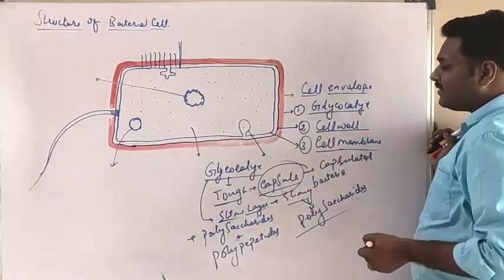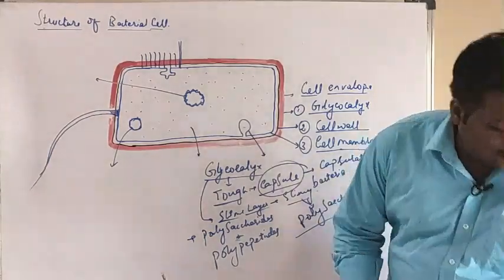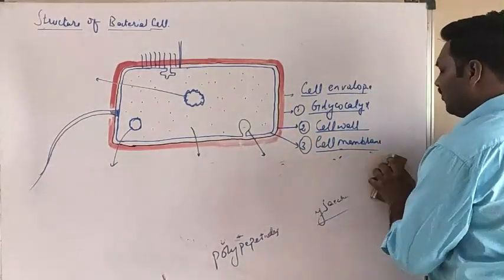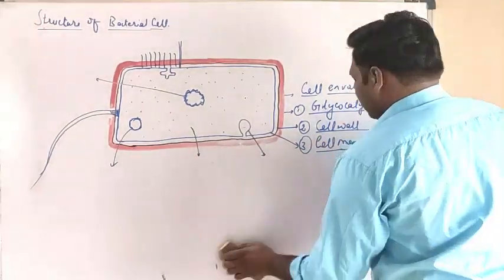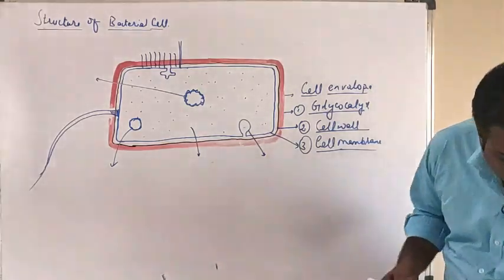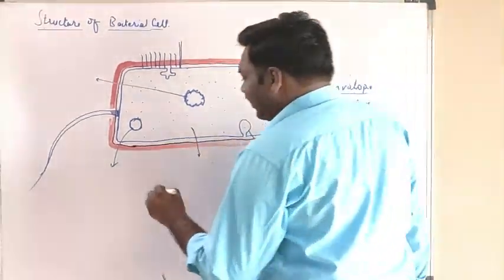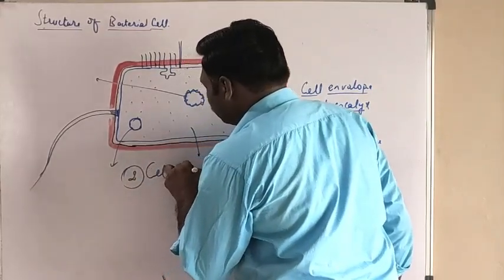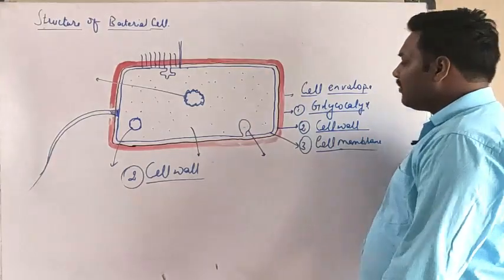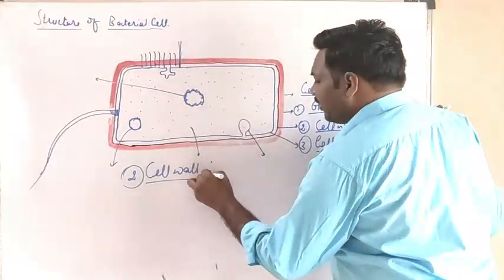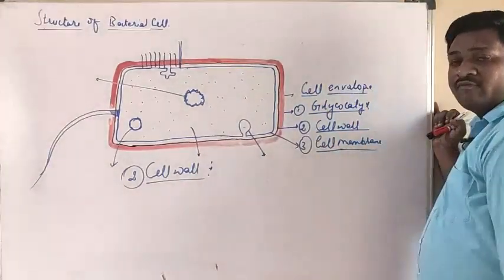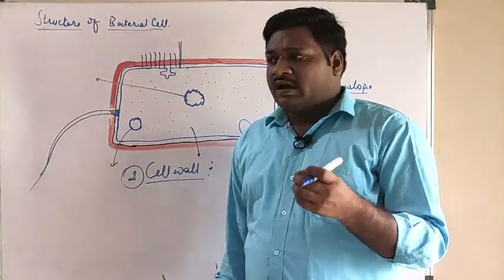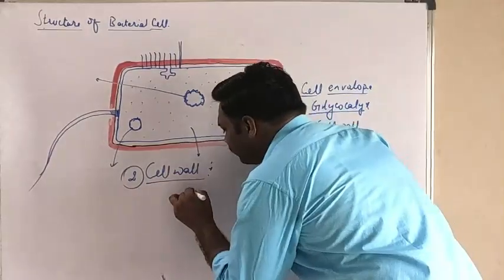Now, another part of the cell envelope is the cell wall. We have already discussed the cell wall. What is it? It is the protective covering. Now, second is the cell wall, which is protective in function, and it is composed of a component that is called peptidoglycan.